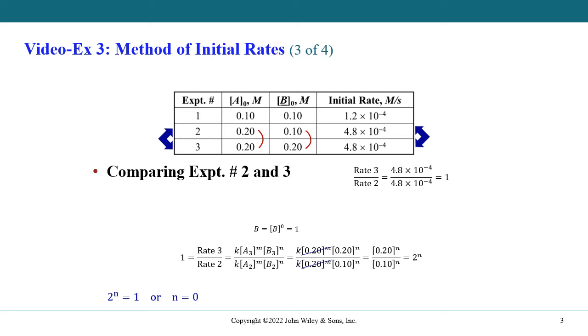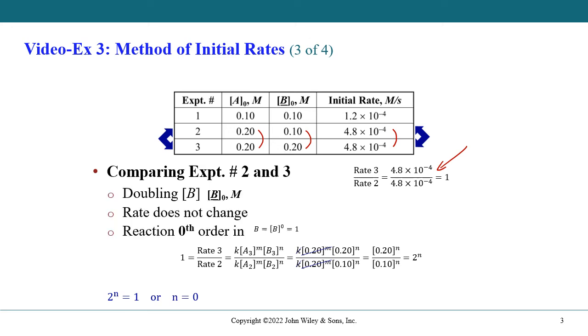And what has happened to the rate? Well, nothing. It was exactly the same when I started with experiment 2, and when I did experiment 3, I got the same value. So here is the calculation that shows that. Okay, and when I compare them, by doubling the concentration of B, the rate does not change. So effectively then it is 0th order in B.